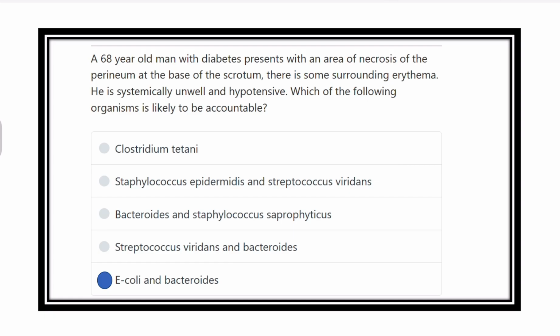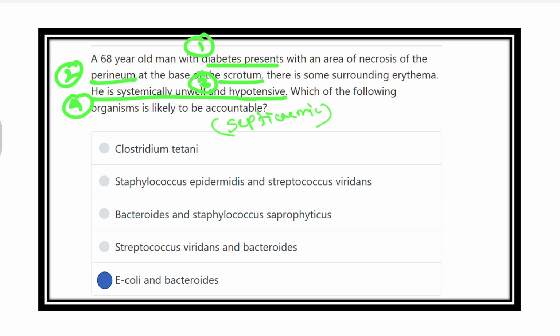So what is our answer? That means the patient presents with diabetes mellitus and an area of necrosis of the perineum and scrotum. First of all diabetic, second necrosis of the perineum, third necrosis of the scrotum, and fourth the patient is systemically unwell. That means there is septicemia. So all these clinical features favor Fournier's gangrene, and we know the most common organism for this type of infection is E. coli and bacteroides.